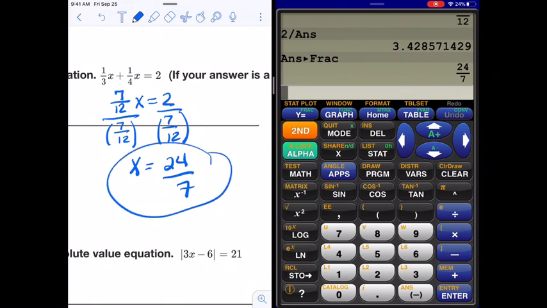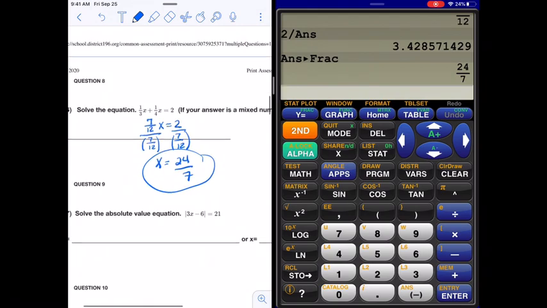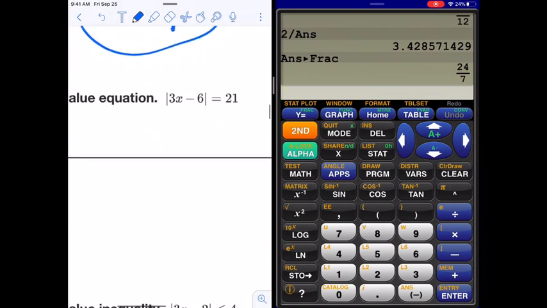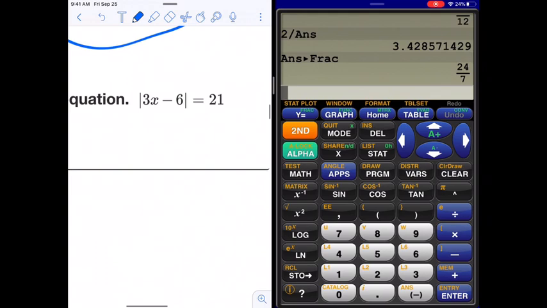And so in your Schoology assignment, don't write the x equals, just type in your 24/7. Okay, moving on to number 7, absolute value. You have an equal sign here, so that is an or statement. This is on your ACT, so make sure you know how to do it.